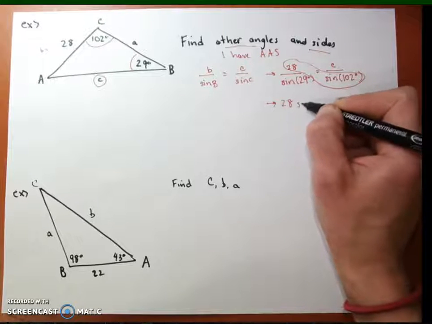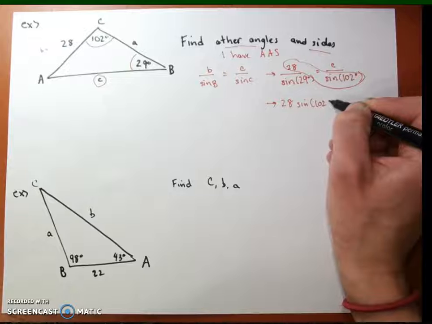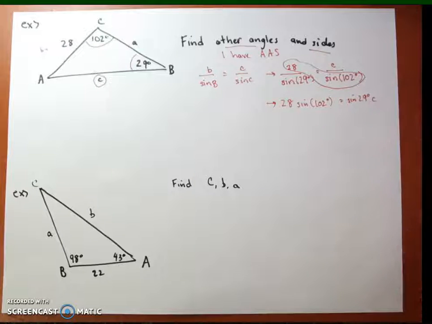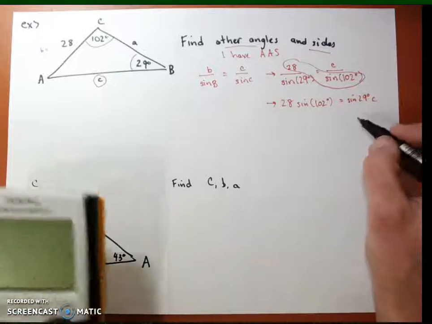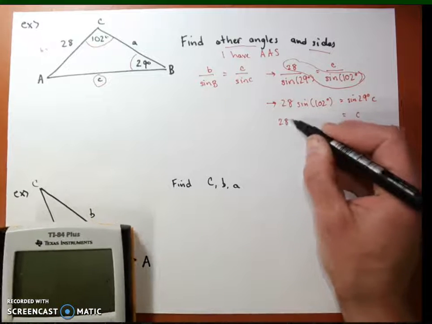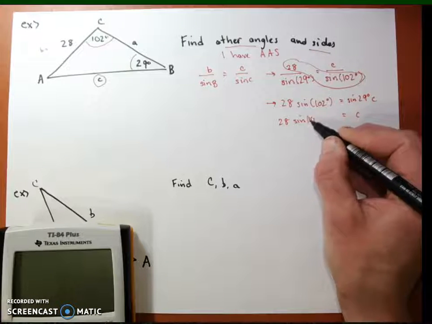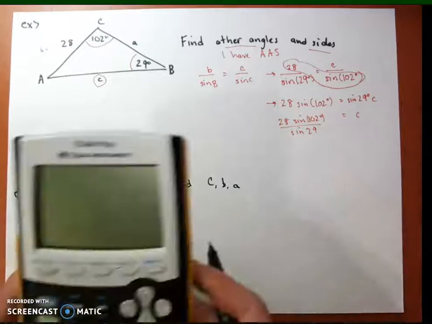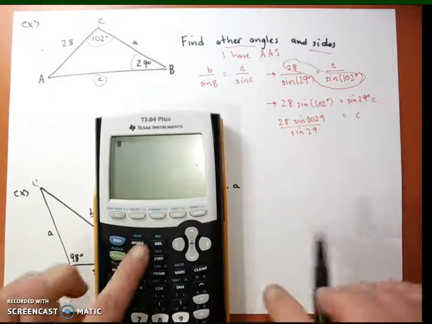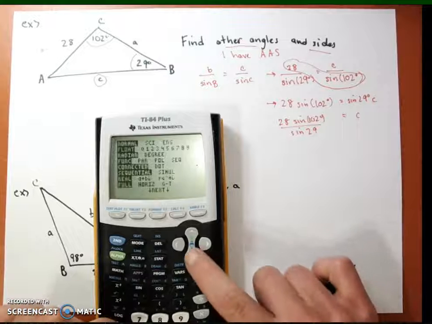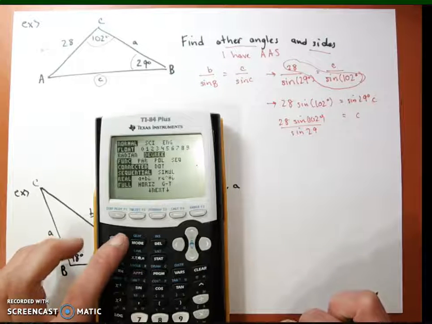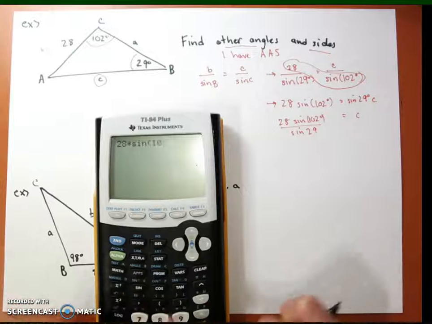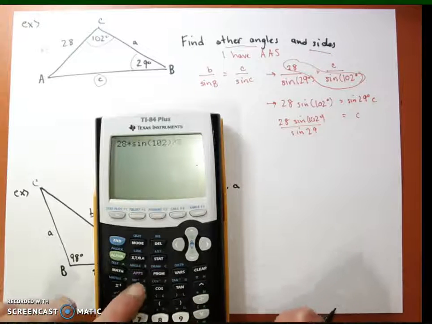28 sine 102 degrees will equal sine of 29 degrees times c. And so c is going to equal 28 times sine of 102 divided by sine 29. So first, notice I'm in degrees, so I better switch my calculator into degree mode. And now I can solve this. So I'll do 28 times sine 102 and divide that by sine of 29.